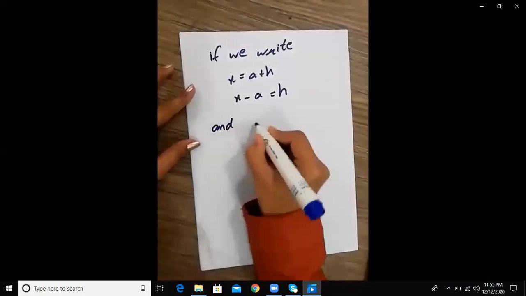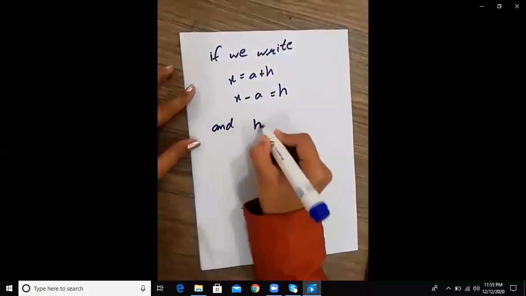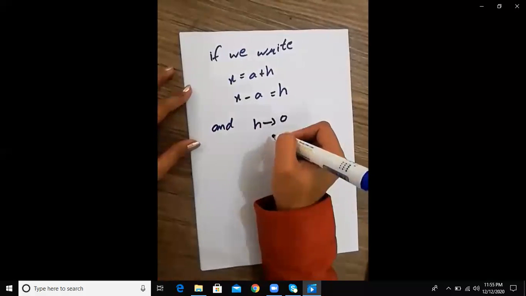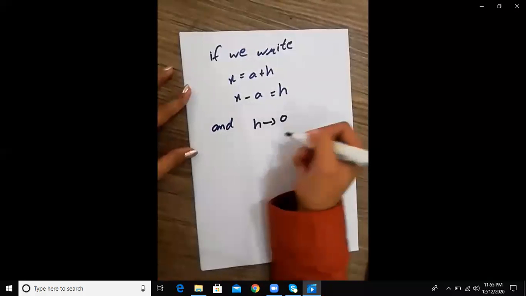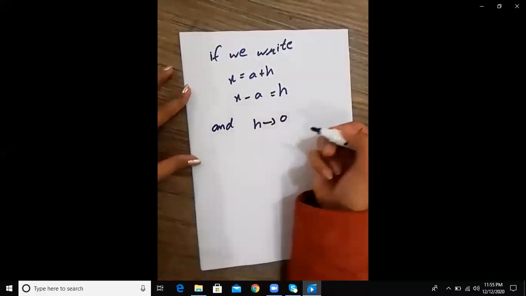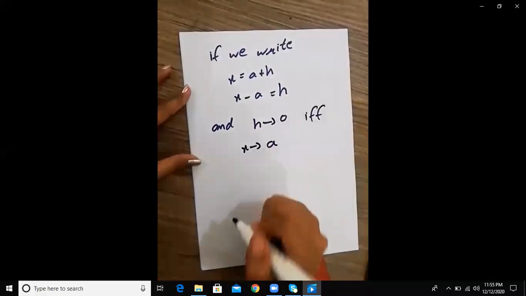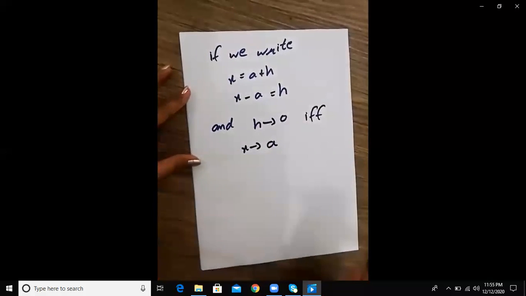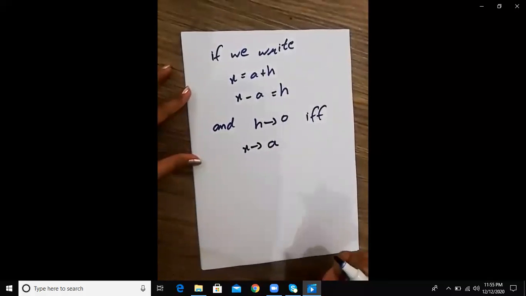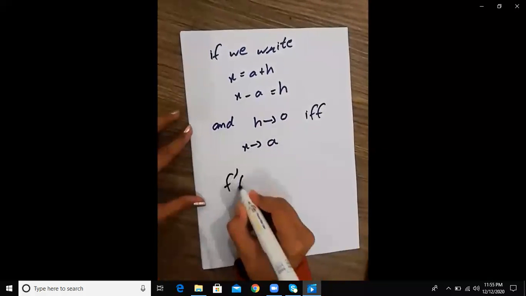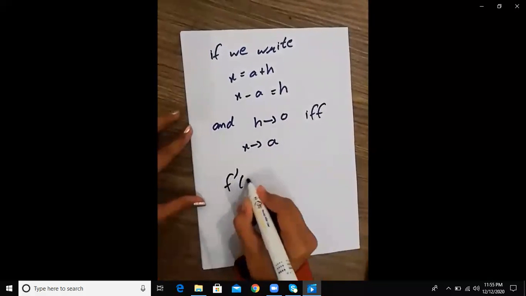So, h approaches 0 if and only if x approaches a. If we define x as a plus h, then x minus a is equal to h, and h approaches 0 if and only if x approaches a. When x approaches a, then h approaches 0.